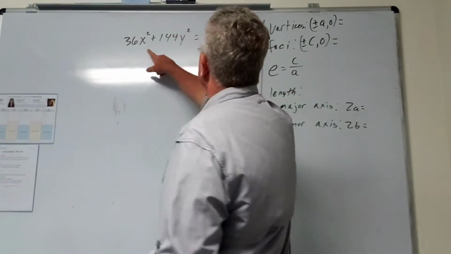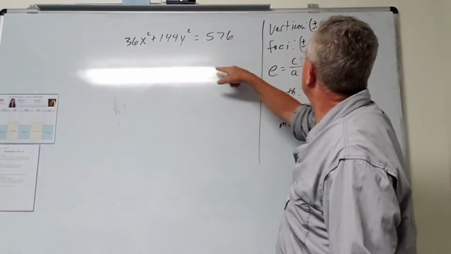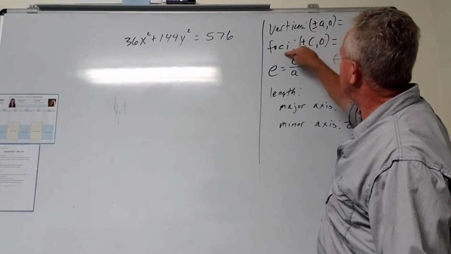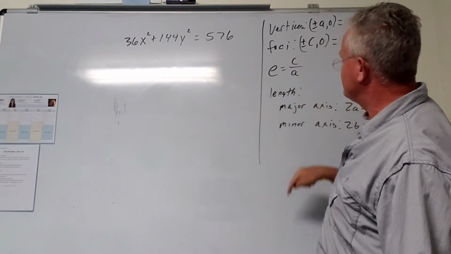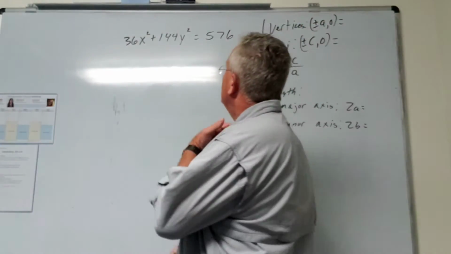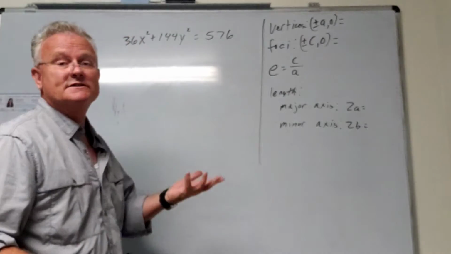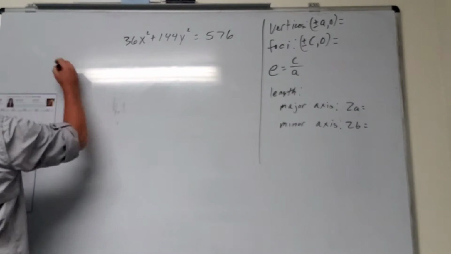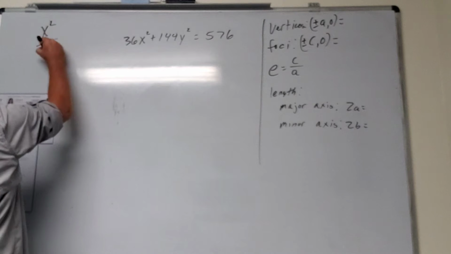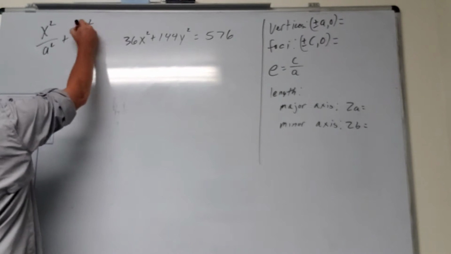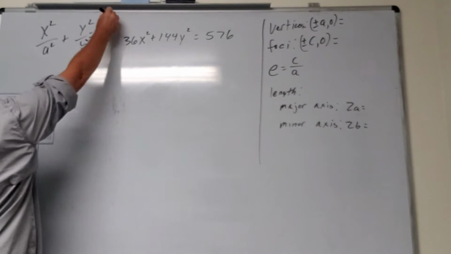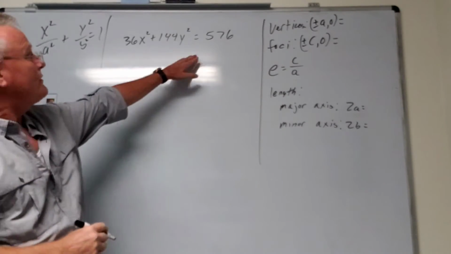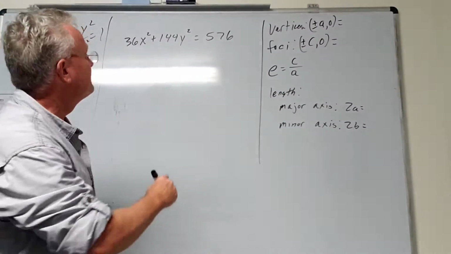Okay, so for this problem, here's our equation for our ellipse. And we're asked to find the vertices, foci, the eccentricity, and the length of the major and minor axes. So the first thing is we want to get this in the standard form of x squared over a squared plus y squared over b squared equals 1. So we want to divide by 576.